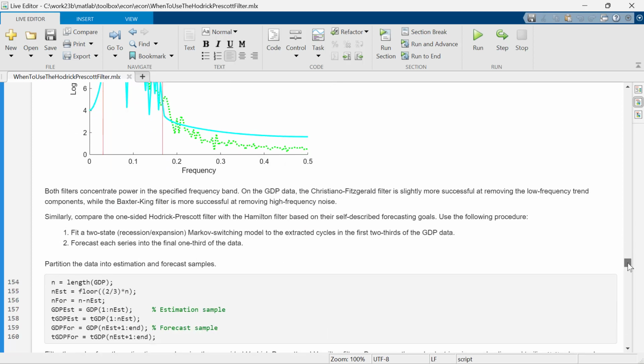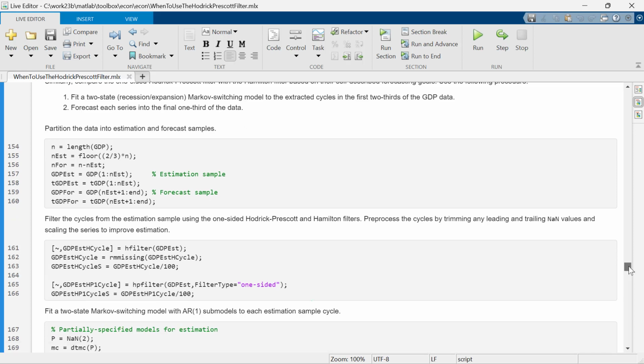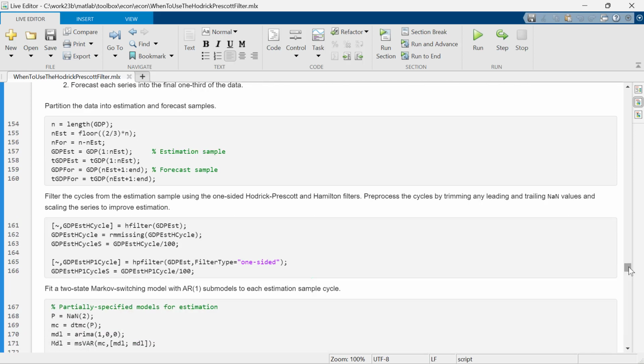Likewise, if we want to compare, say, the one-sided Hodrick-Prescott filter and the Hamilton filter, which have similar goals, they're both supposed to be designed to improve forecasting performance.